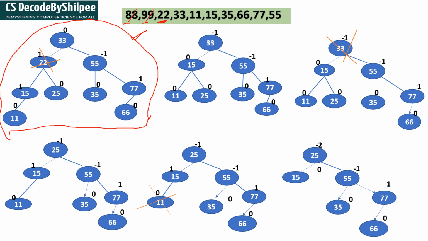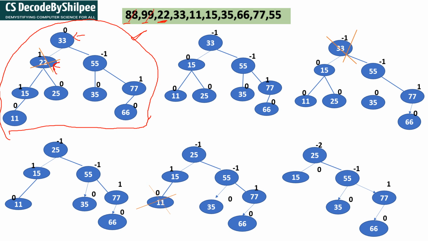Now I am going to perform the 22 deletion operation. First I have to check where the 22 is, starting from the root node. Root node is greater than 22, so you come to the left part, and here you got the 22. Before deleting, you have to check which situation it is: is 22 having 0 children, 1 child, or 2 children? Here 22 is having 2 children.